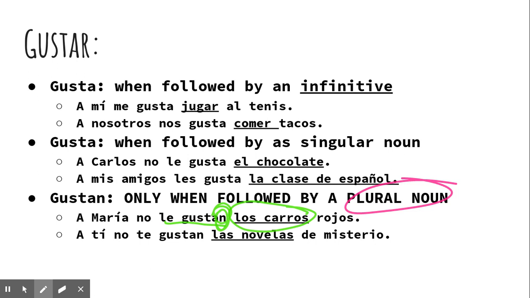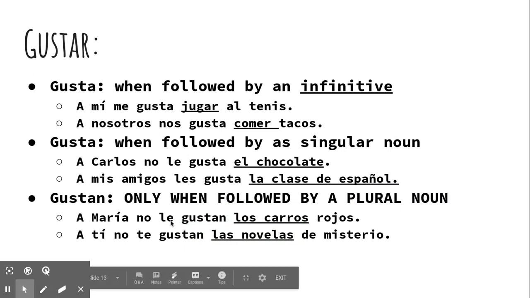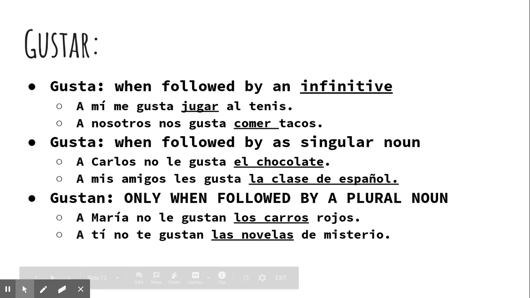Let's look at the next sentence. A ti no te gustan las novelas de misterio. Once again, we have the conjugation of gustar. We have the N because the noun that follows it is a plural noun, novelas. Okay? So make sure you keep that in mind as you are doing activities next week using gustar. Okay, so this is all the information I have for you on your notes.